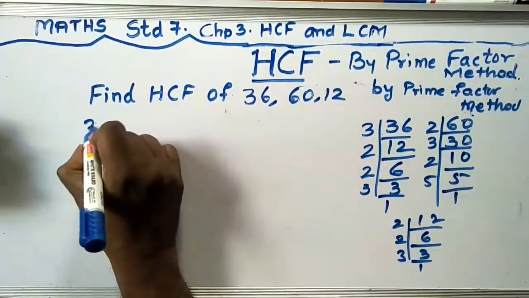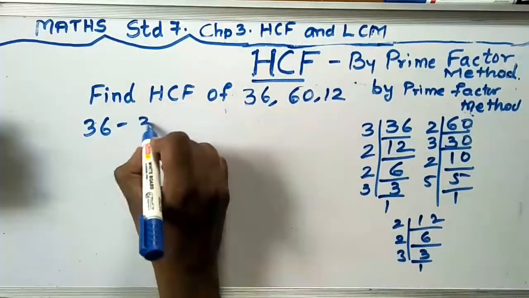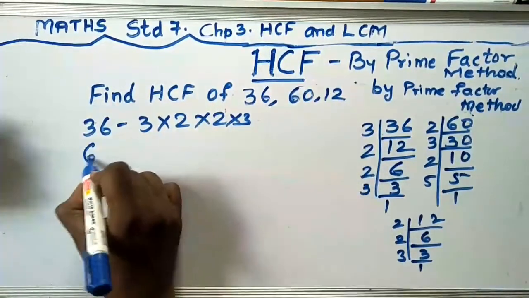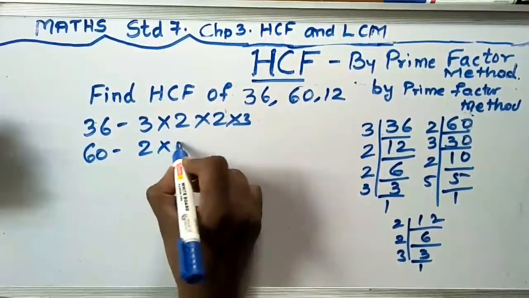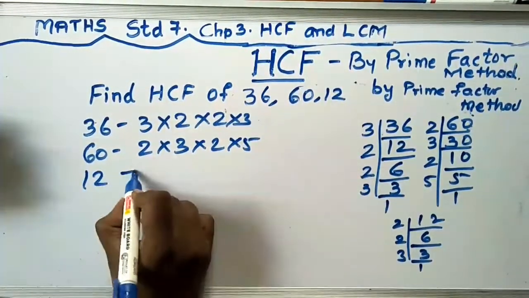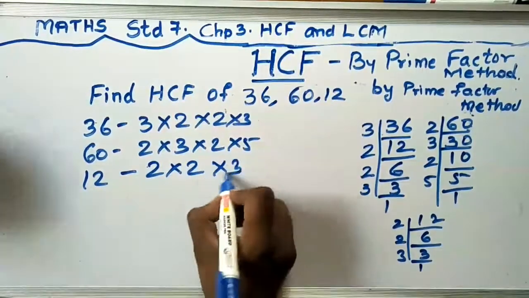So let us write the numbers. 36: 3 into 2 into 2 into 3. 60: 2 into 3 into 2 into 5. 12: 2 into 2 into 3.